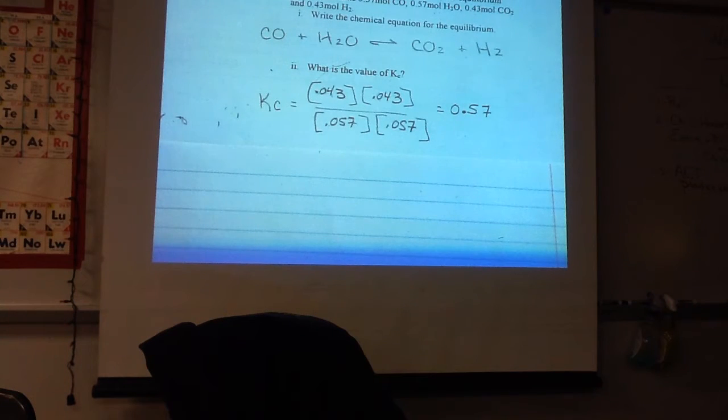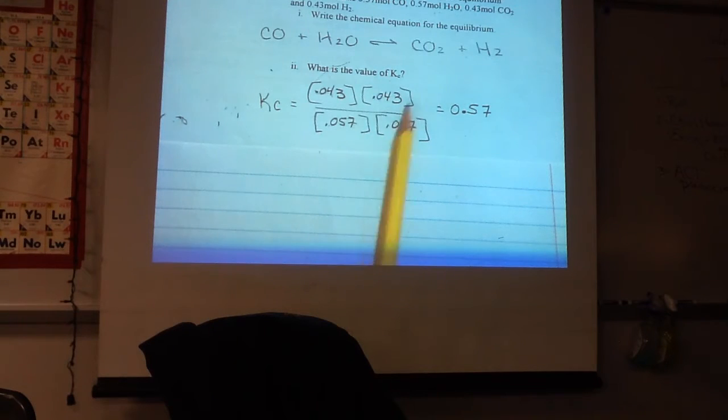Now, what does that mean? A K value of 0.57. What does it mean? Does this reaction make product? Yes. Does it still have reactant at equilibrium? Does it have more reactant or more product at equilibrium?